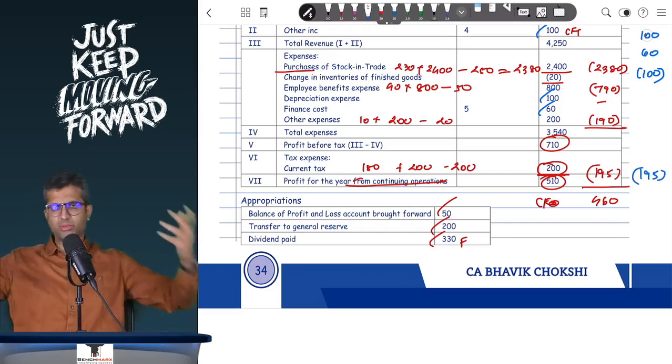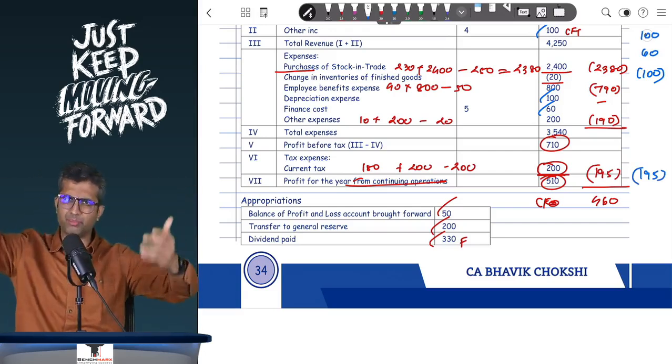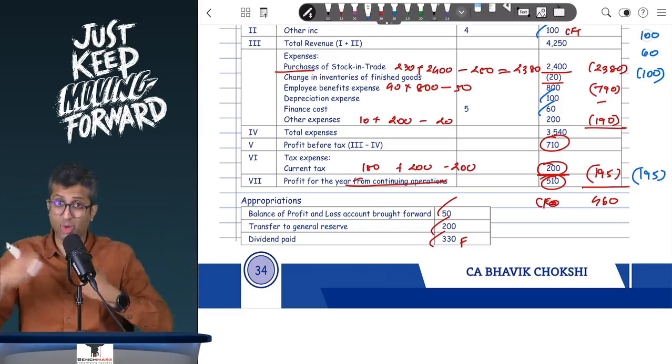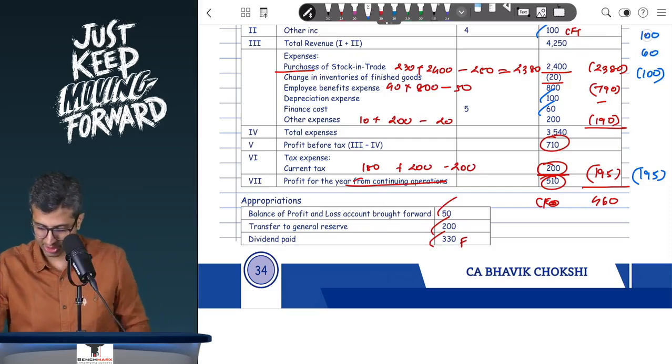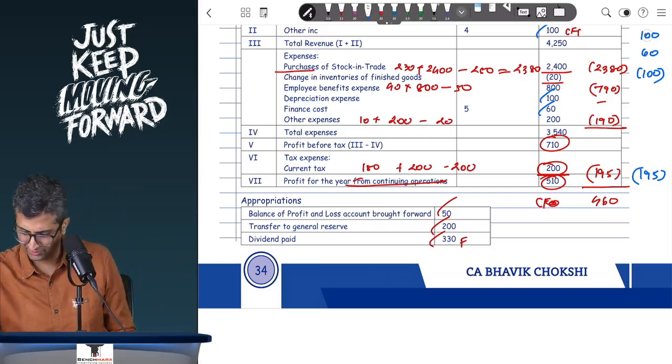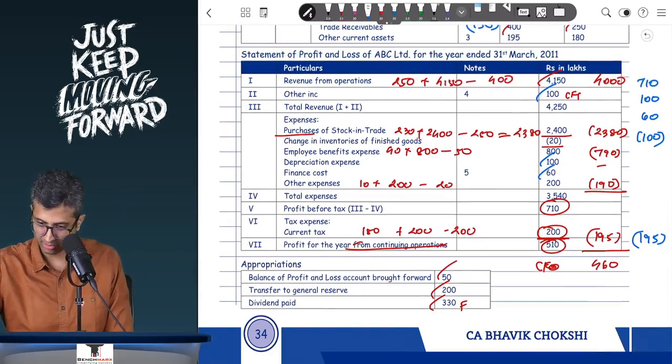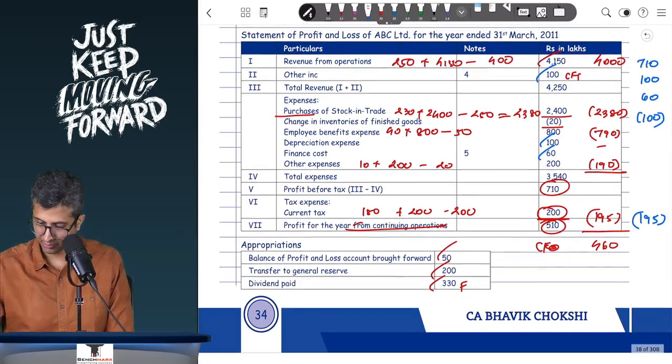If that was not available, we would have said that 180 opening का pay हुआ रहेगा, 200 is still payable. However, if it is given that 195 is advance tax, that is the tax paid, well that must be the tax paid, and hence ये थोड़ा different आ जाएगा. This was 4000 minus 2380 minus 790 minus 190 minus 195, 445.